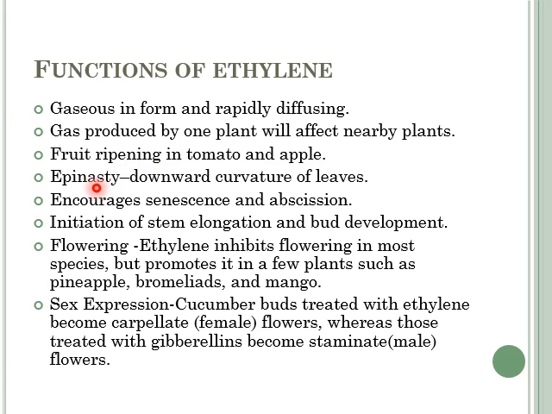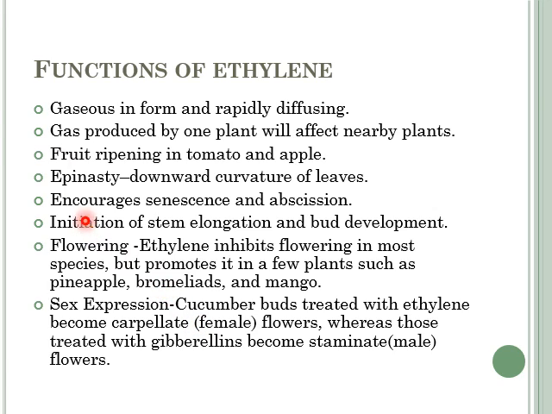Next is epinasty, means the downward curvature of the leaves, that is the movement of the leaves along with the wind, that encourages senescence and abscission. Initiation of stem elongation and bud development, and sex expression. Female flowers are expressed with the help of this hormone, and gibberellin helps in the expression of male flowers.